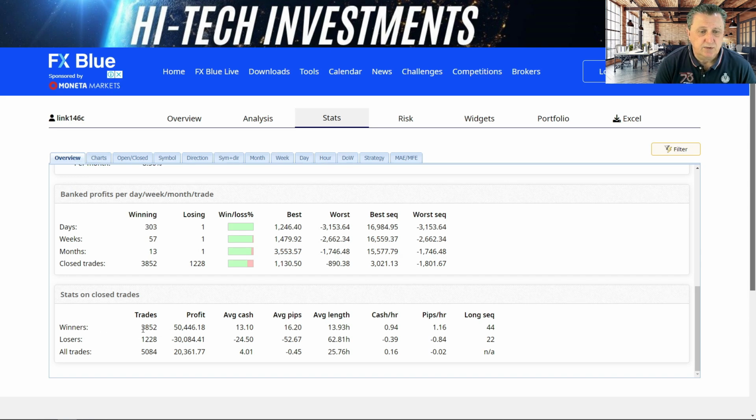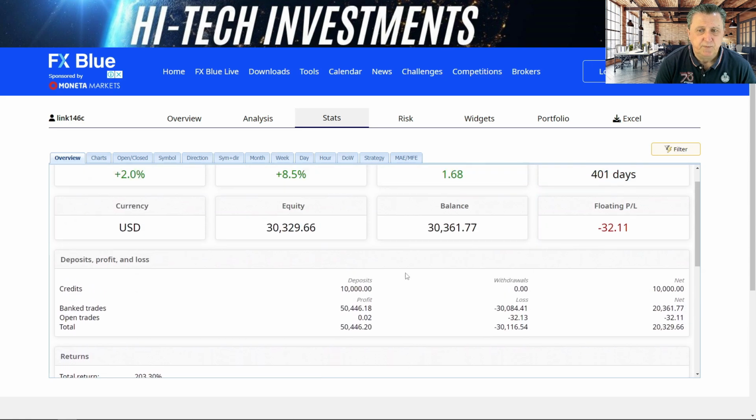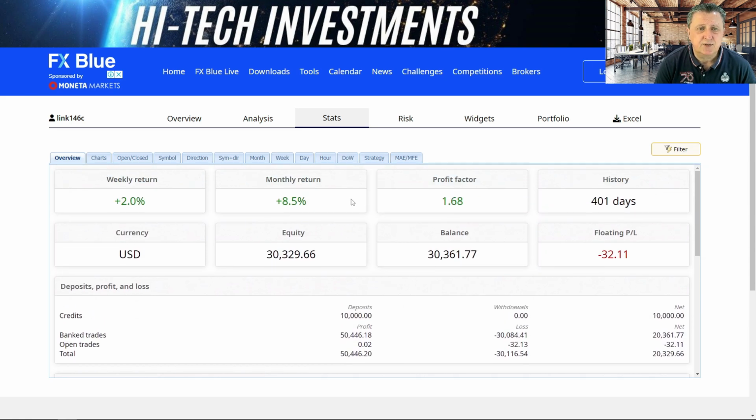Winners, 3,852, making a profit of more than $50,000 in here. Quite good. The losers were 1,328, and we actually lost about 30,000 in here. So all trades, 5,084, and $20,361 was actually what has been made so far. It looks like we lost a lot, but on the other side, we also gained even more. And at the end of the day, that is still what it's about, and also how this EA is set up.